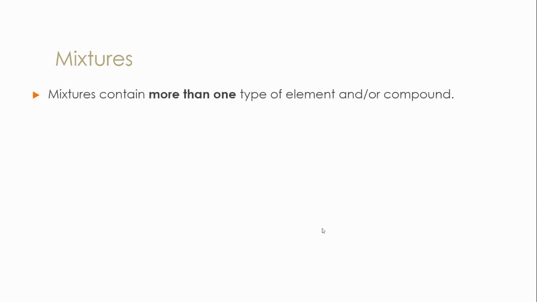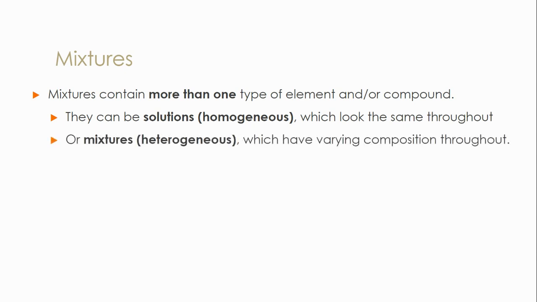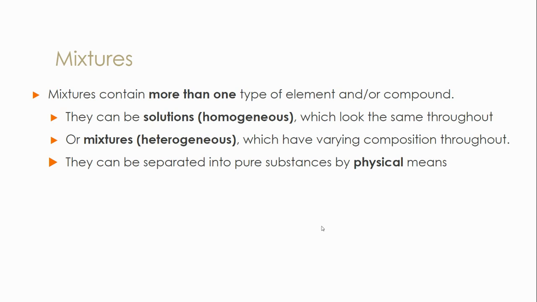Next up, mixtures. Mixtures contain more than one type of element and/or compound. They can be homogeneous solutions, which look the same throughout. They can be heterogeneous solutions, which have a varying composition, like when you shake your salad dressing up and you can see all the bits floating around in it. And they can be separated into pure substances by physical means. So you can take all the various pieces out yourself. You don't need to do it via chemistry.